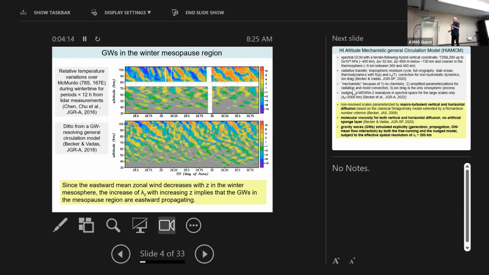We ran a high resolution general circulation model with resolved gravity waves, and we saw similar results for this typical behavior of these gravity waves in the southern hemisphere.